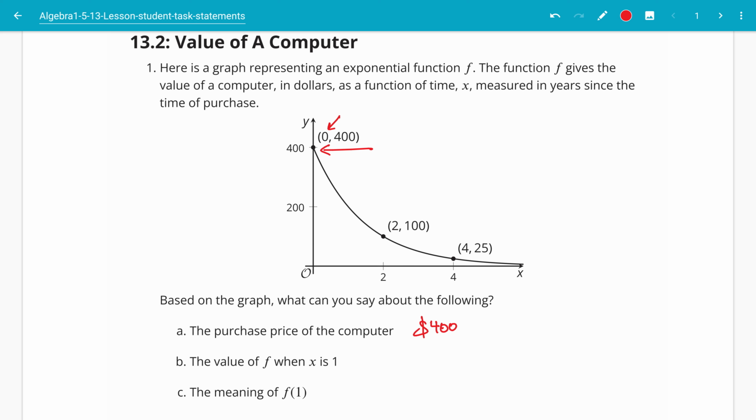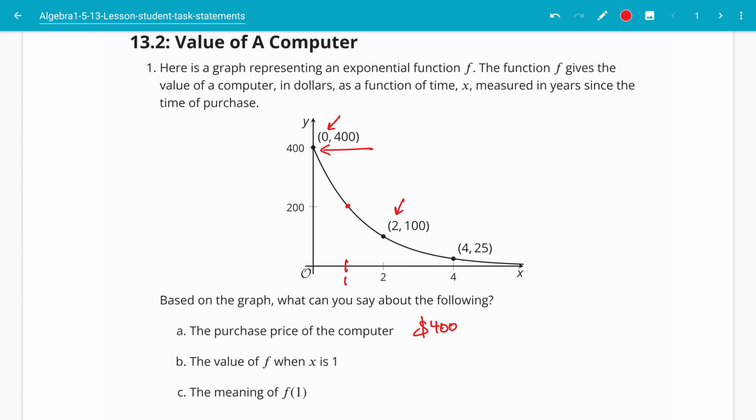The value of f when x is 1. Okay, so if I'm looking at the graph, just by estimating it, it looks like it's about 200. But I also see that after 2 years, it went down to 100. So if it went from 400 to 200 and then from 200 to 100, that makes sense because it's decreasing by the same factor every year.